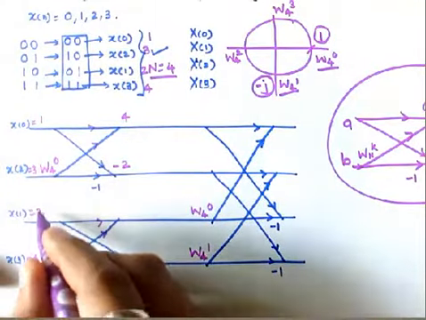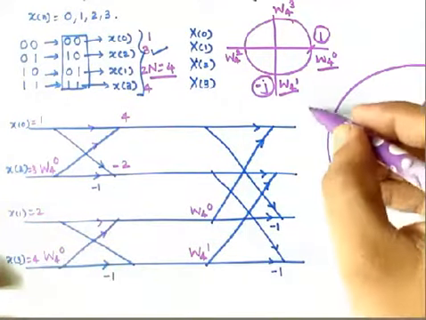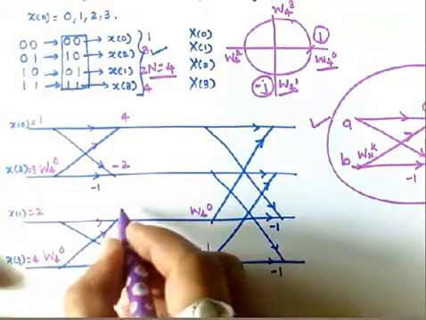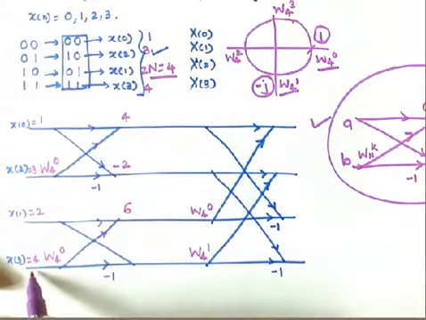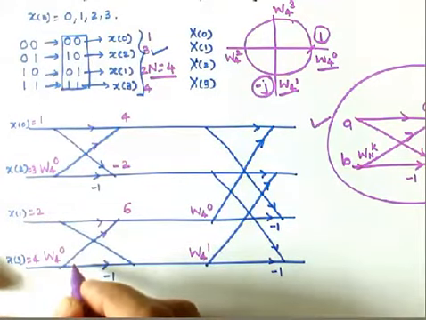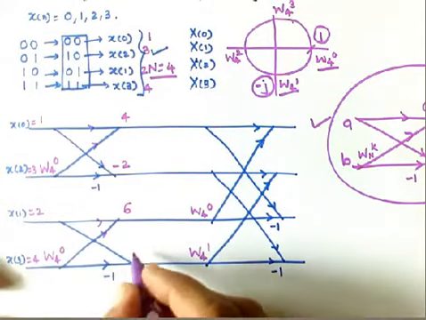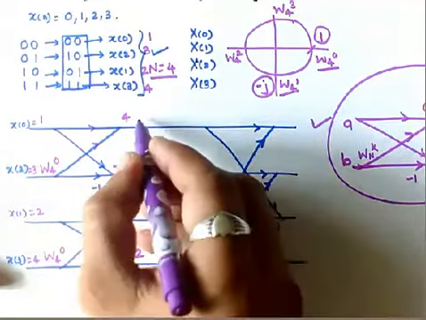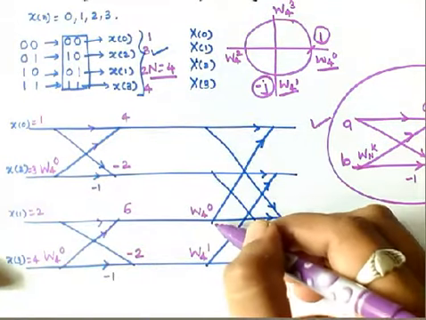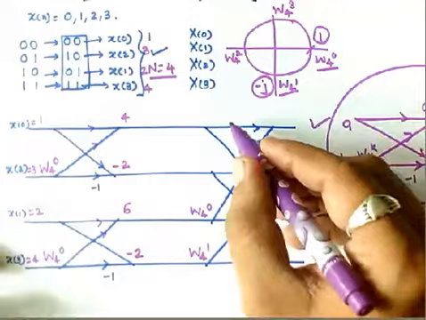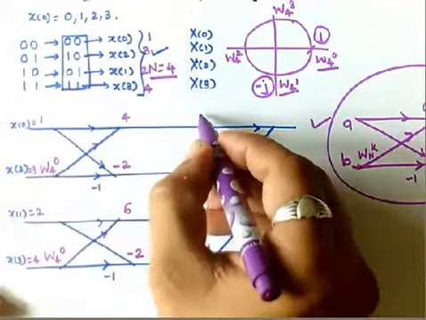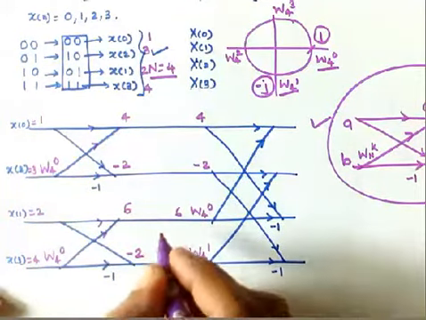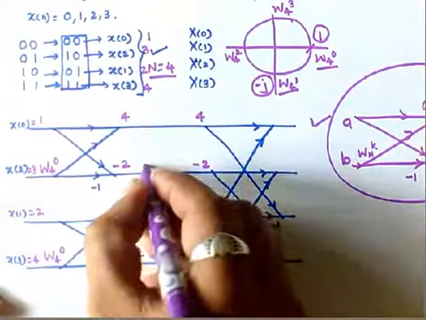So the value at this particular point, by comparing with the butterfly shown here, is 2 plus 4, that is 6, and this is 2 minus 4, since W4 raised to 0 is 1, so this will be minus 2. Similarly we can obtain the result by continuing with the values here. These are the same values which we have just calculated here, so I will carry them over here.